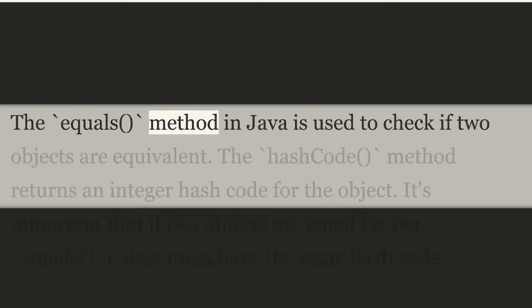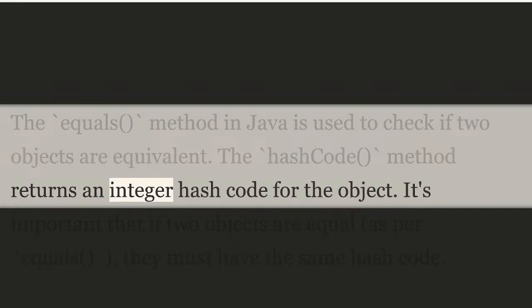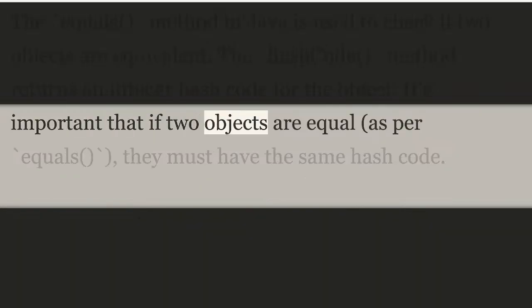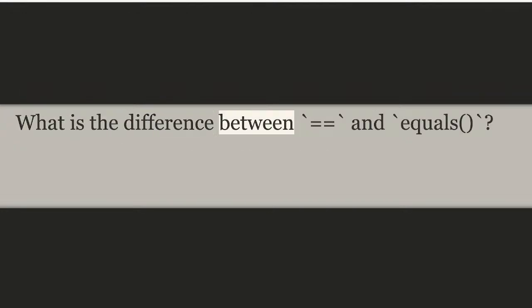The equals method in Java is used to check if two objects are equivalent. The hashCode method returns an integer hash code for the object. It's important that if two objects are equal, as per equals, they must have the same hash code. What is the difference between == and equals?